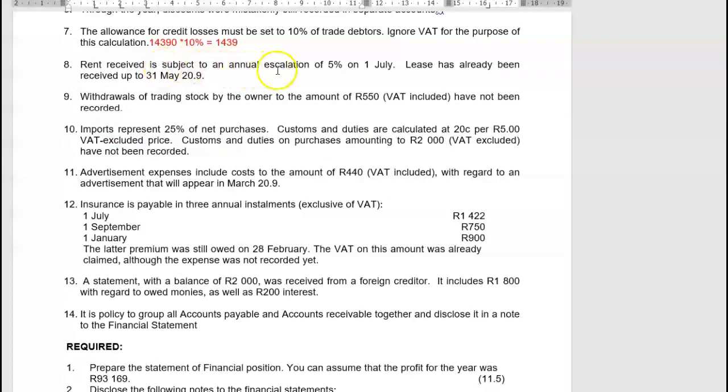Rent is subject to an annual increase of 5% on 1 July. The lease has already been received up to 31 May 29. So we are end of February. So February, March, April, May, we have then received 3 months of rent in advance. So if we're going to work out our total rent, we would say, well, from 1 March, which is the beginning of the current financial year, up to 1 July gives us a total there of 4 months. So in total, we have received 3 months rent in advance.